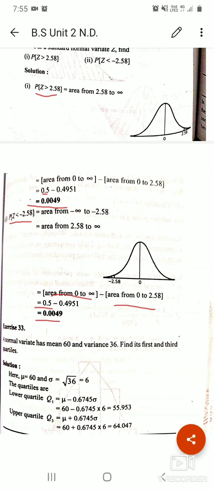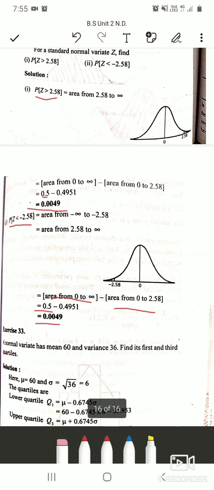You need to remember the formula, which is mu minus 0.6745 sigma for the lower quartile. For the upper quartile, it will be mu plus 0.6745 sigma. So these types of questions can be asked for 2 marks. And also remember, when variance is given, don't take it as sigma equal to 36, it is the variance, so you have to find the standard deviation first.